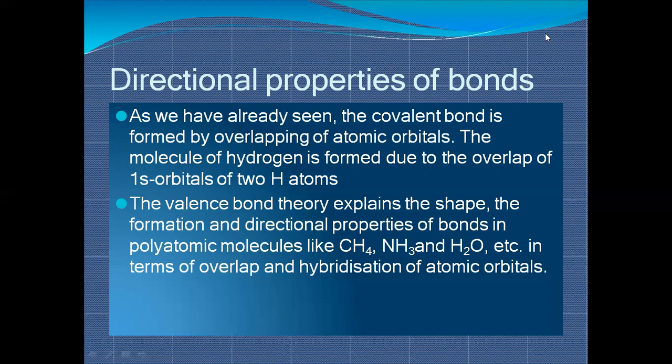The VBT, valence bond theory, explains the shape, the formation, and directional properties of the bond in polyatomic molecules like CH4, NH3, H2O, etc. in the form of overlap and hybridization of atomic orbitals. So what does this VBT actually explain to you? It explains the shape, how the molecules attain a shape. What is the shape of a specific molecule? That formation, how the molecule forms from atoms and elements. Okay, the directional properties of bond.